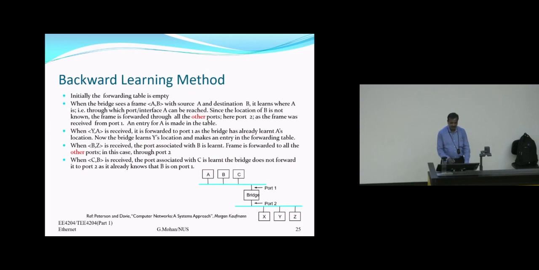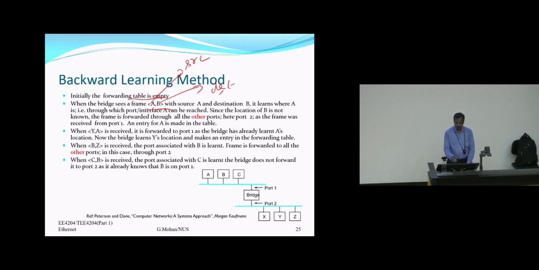Initially, the forwarding table is empty. Maybe we take an example to see how the forwarding table is built up. Let's say first there's a frame received, AB. The notation which I follow here is A is the source, B is the destination address, because every frame carries a destination address and a source address. Of course, in the frame, the destination address appears first before the source address.